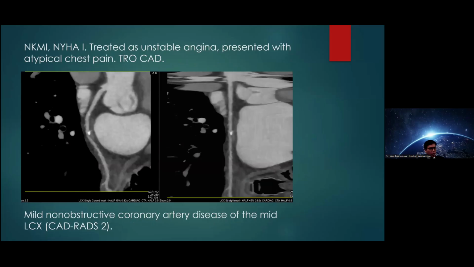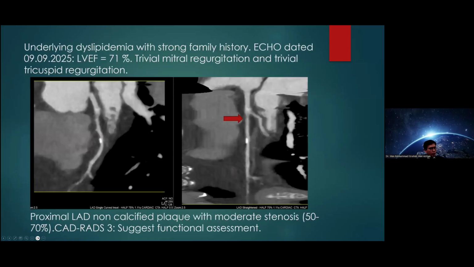This is a patient with no known medical history, treated as unstable angina, presented with atypical chest pain, and CT shows mild non-obstructive coronary artery disease at the mid LCX here. We give a CAT-RADS 2. And this is a patient with a strong family history of ischemic heart disease. Echo shows normal EF with trivial mitral and tricuspid regurgitation. And CT shows proximal LAD non-calcified plaque with moderate stenosis, 50 to 70%, and we give CAT-RADS 3.